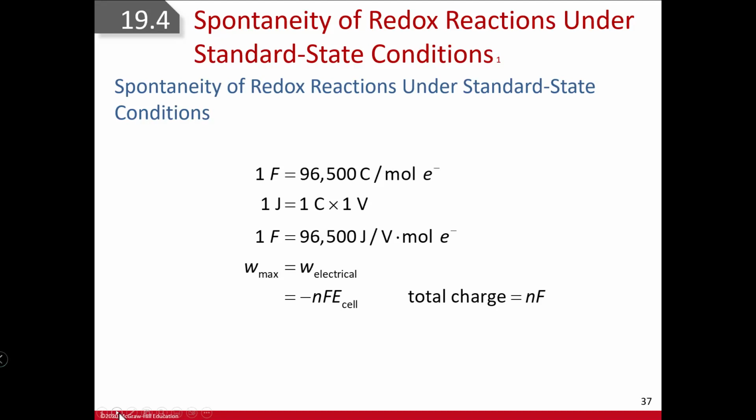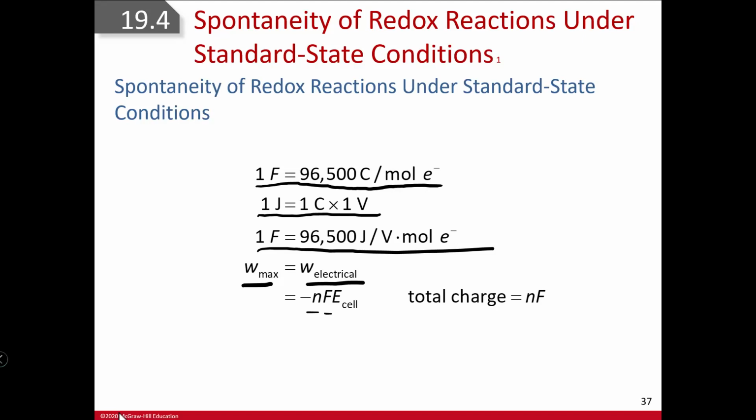Now, there are some things you're going to have to know here, and you're going to have to memorize these. 1 Faraday is equal to 96,500 coulombs per mole of electrons. 1 joule is 1 coulomb times 1 volt. And so here's the conversion of coulombs into joules per volt per mole of electrons. And then the maximum work here is done by electrical work, and that is negative the number of moles times Faradays times the cell potential.